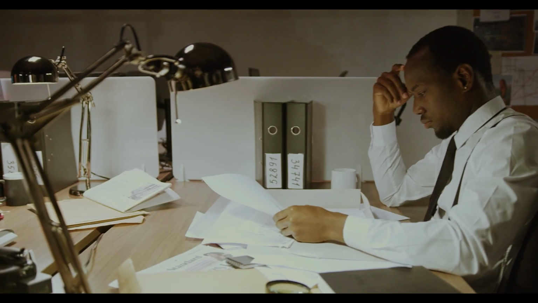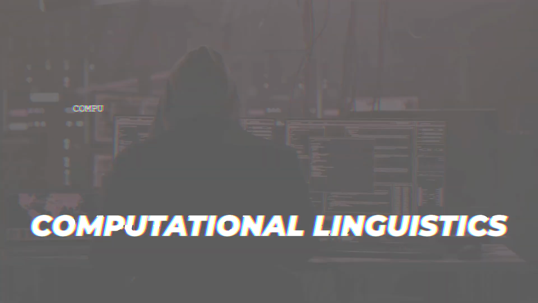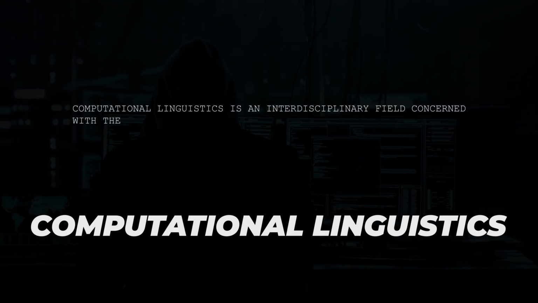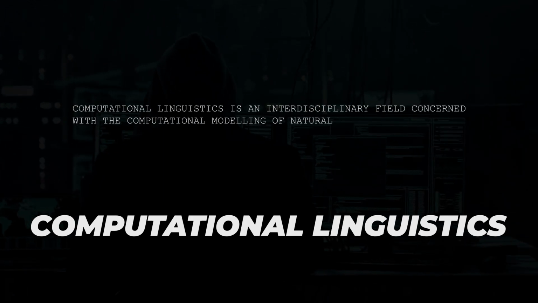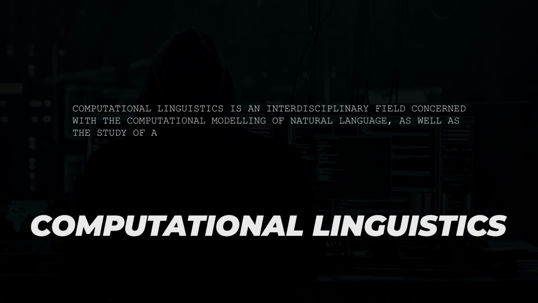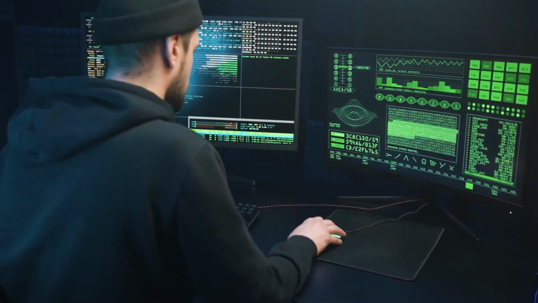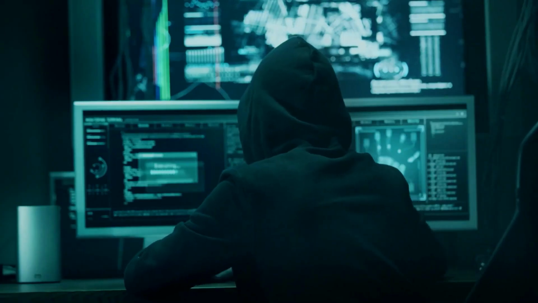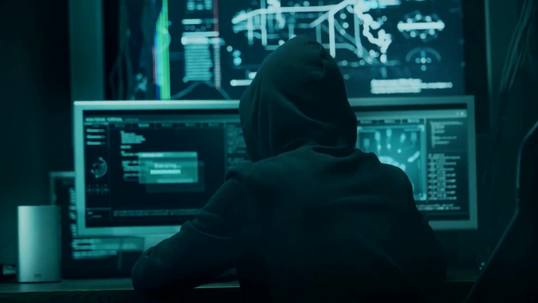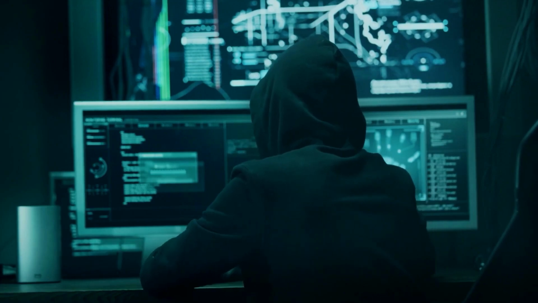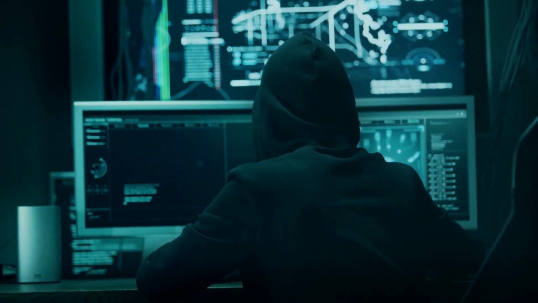Another important technique used by forensic linguists is computational linguistics, which involves using computer algorithms to analyze large amounts of language data. Computational linguistics can be used to identify patterns and correlations that would be difficult to detect using traditional methods. For example, computational linguistics can be used to identify patterns of language use that are associated with certain types of criminal activity, such as cyberbullying or hate speech.